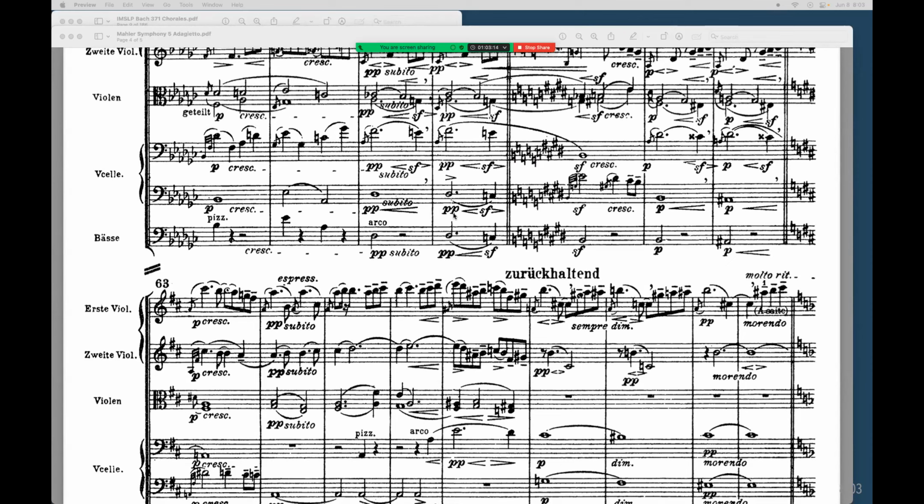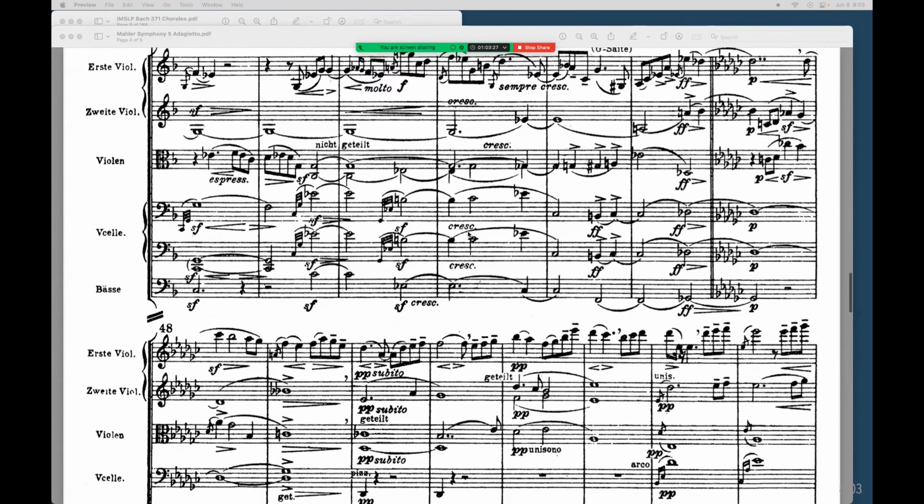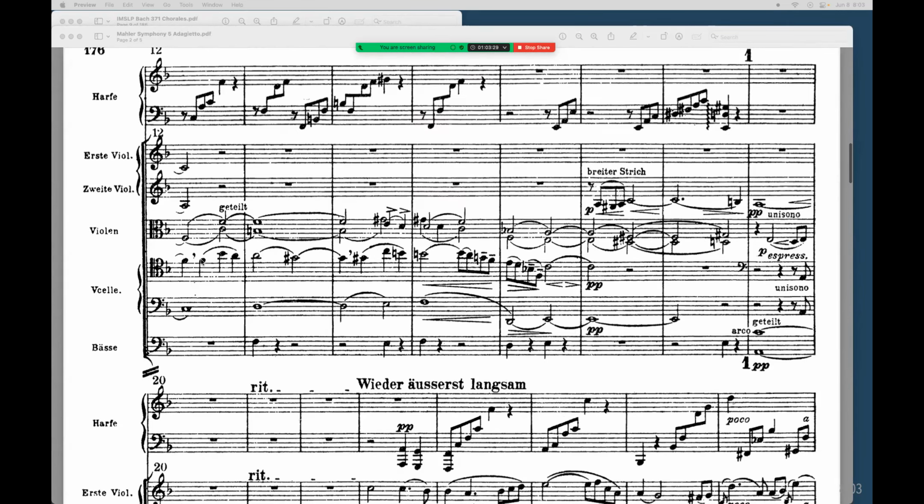Thing number 2, cello is the shortstop of the orchestra. It acts as bass, it acts as inner voice, it acts as soprano, and you're going to find that the cello is hopping around doing that all over the place, and sometimes, kind of like what we saw in this passage right here, it's actually fulfilling 2 of those roles at the very same time.